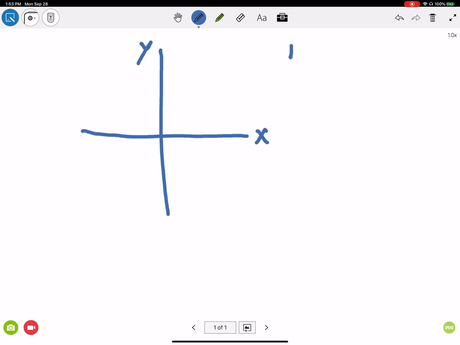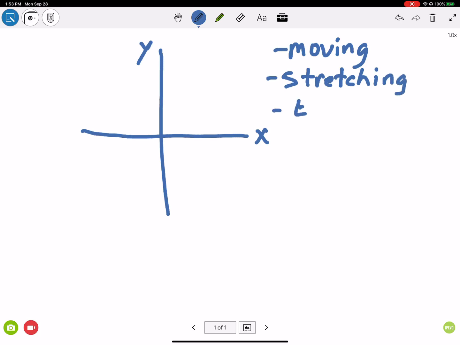Transformations could be something as easy as moving a point or an object, geometric object, or stretching either vertically or horizontally. Or enlarging or reducing. Okay? It can be all of those things.